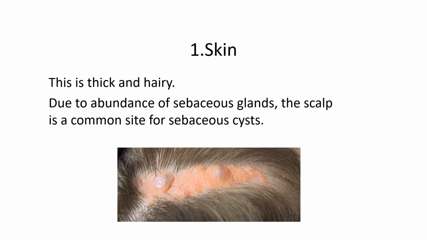Now coming to the first layer, that is the skin. The skin is thick and hairy. Due to abundance of sebaceous glands, the scalp is a common site for sebaceous cysts. In this figure, we can see the sebaceous cysts in this patient. So the skin of the scalp has got hair, and in relation to the hair are lying the ducts of sebaceous glands. When these ducts are blocked, then it leads to formation of sebaceous cysts.